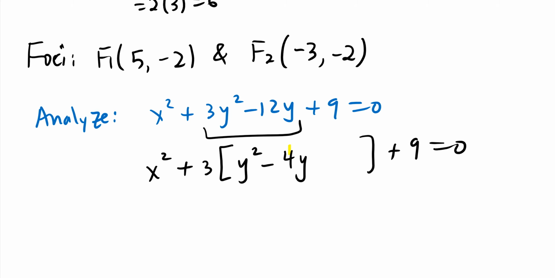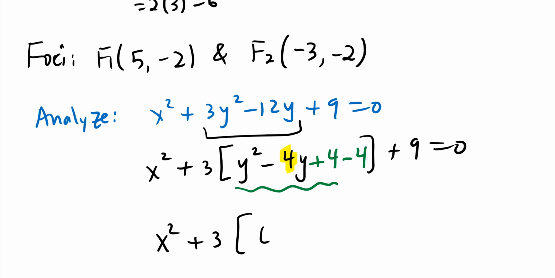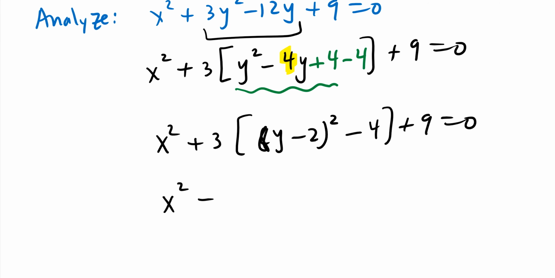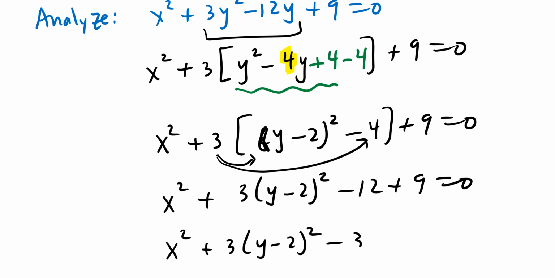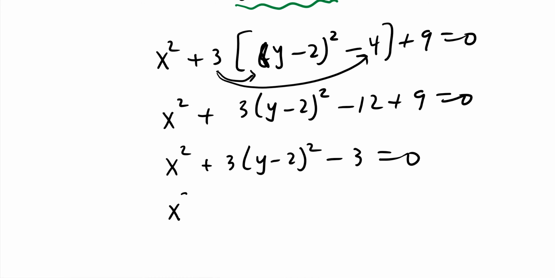We take this number here, divide by 2, you get 2, and square it, you get 4. So we're going to add 4 and subtract 4. That's the trick. Then the underlined part will be written as y minus 2 squared. That's completing the square. Minus 4 plus 9 equals 0. So now keep this the same. 3 times y minus 2 squared minus 12 plus 9 equals 0. I multiplied 3 by the whole factor, 3 times 4. Keep this the same. That's a minus 3 equals 0. So then keep this the same, add 3 to both sides.